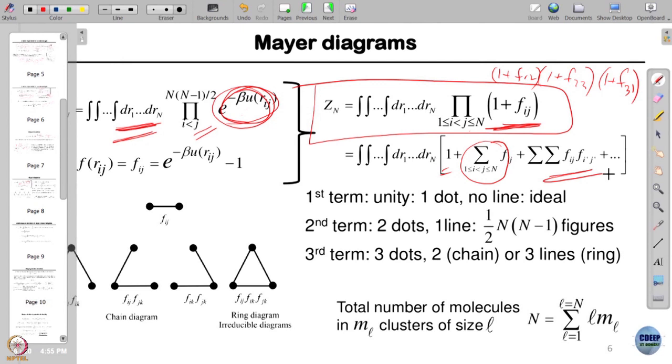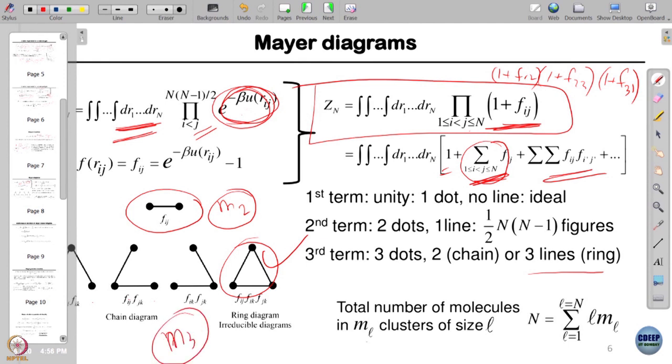Now we are introduced to the beginning of graph theory, and this is, as far as I know, the first application of graph theory to statistical mechanics. He said, okay, the first term, which comes with the value 1, is just 1 dot. The second set of terms are 2 dots joined by a line, and the line is the Mayer function. Then there are 3 dots in a chain, and 3 dots forming a ring. Then he said, let me consider the total number of single particles as m1, this cluster of size 2 as m2, and then these things we call m3, which includes this one.